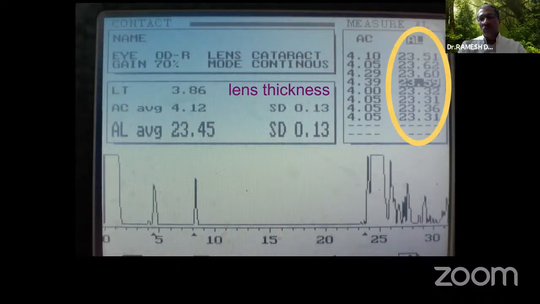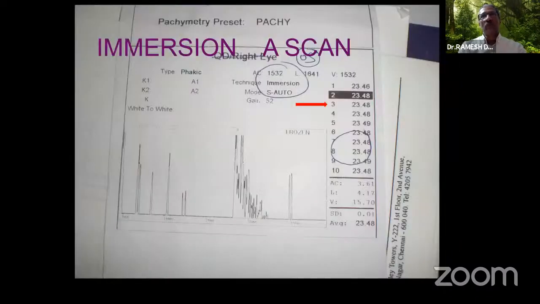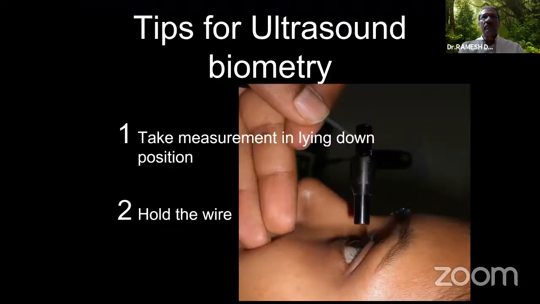So all of us should follow the first step, which is to move on to immersion scan. So this is a series of measurements taken in one of my patients where you can see here 23.48, 23.48, 23.49, 23.48. You can take any number of measurements and they're all grouped together. So the variability that you see with the contact ultrasound is not there if you're doing immersion scan.